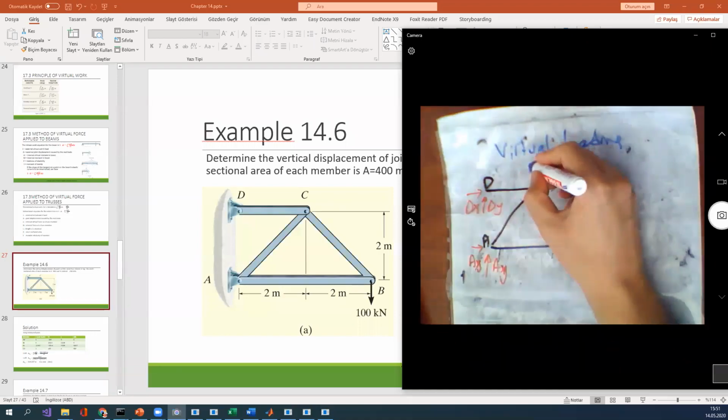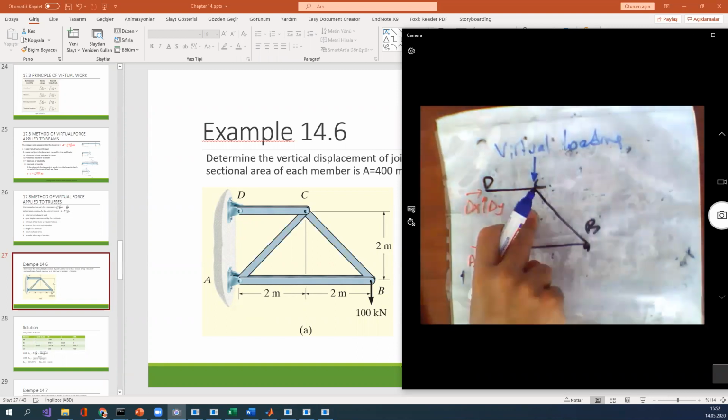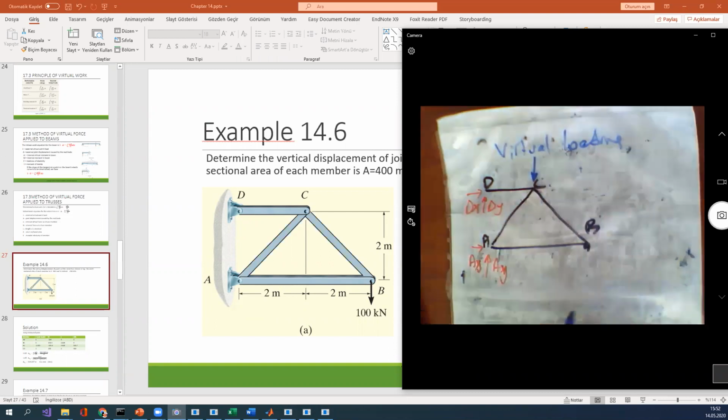Vertical load on point C. The direction does not matter for us. I'm using the down direction, therefore my assumption is displacement in the down direction. But if you think the displacement is in the up direction, okay, you can use the up direction.